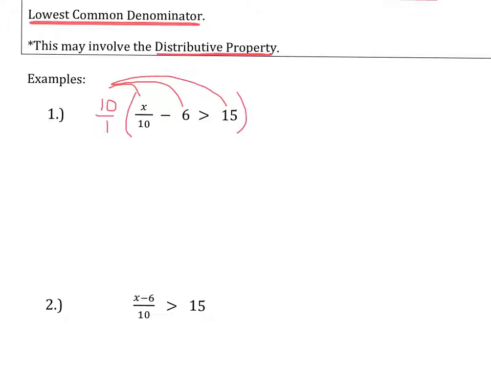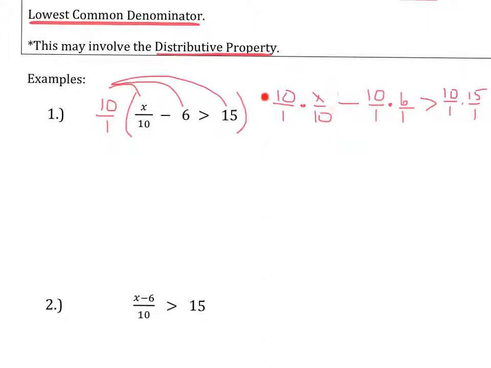Okay, so here we go. We're going to take that 10 over 1 and multiply it by x over 10, minus, then we're going to take 10 over 1 and multiply it by 6 over 1, is less than, and then we're going to take 10 over 1 and multiply it by 15 over 1. Okay, so now we basically have three little multiplication problems that we have to take care of.